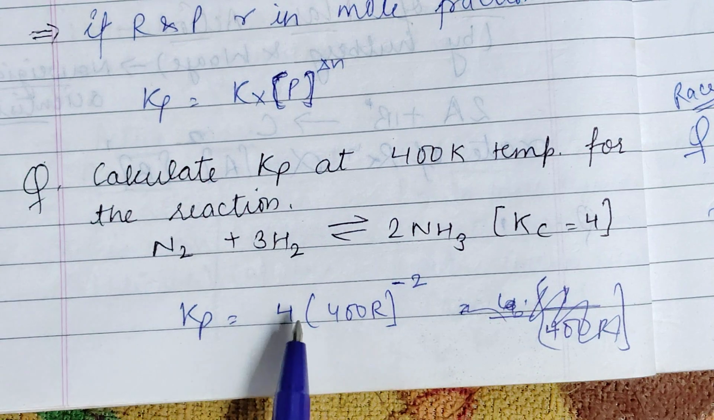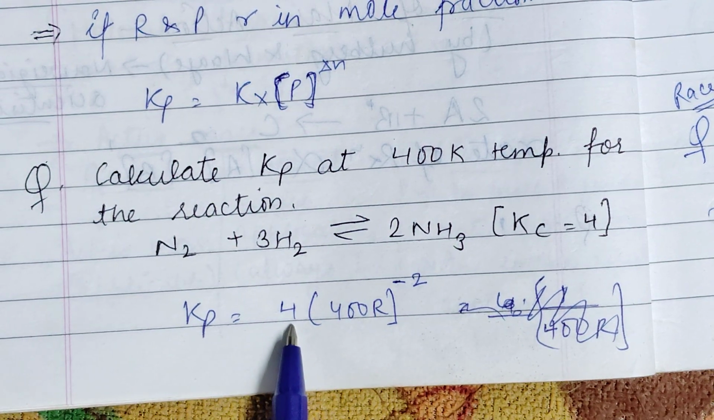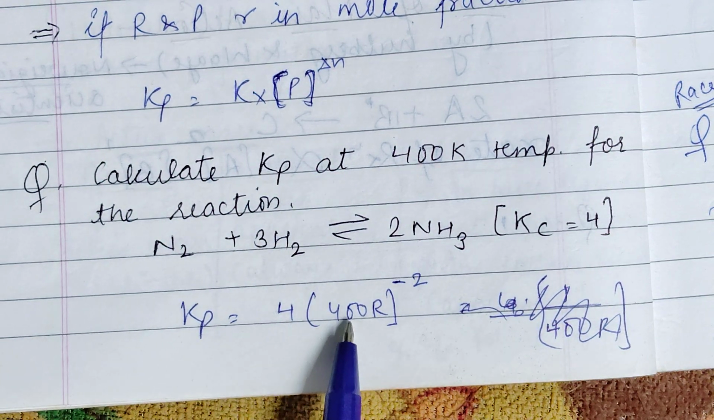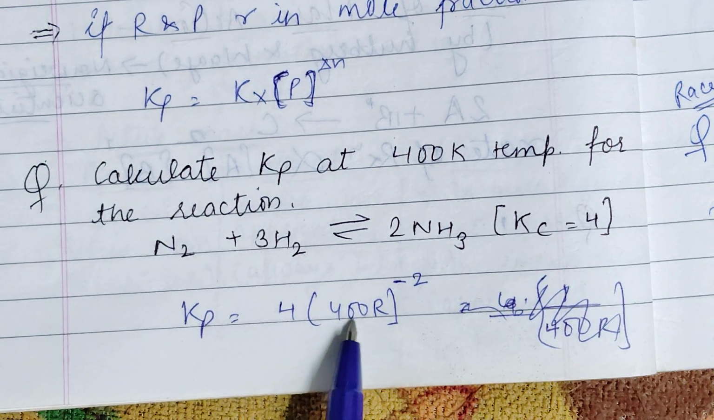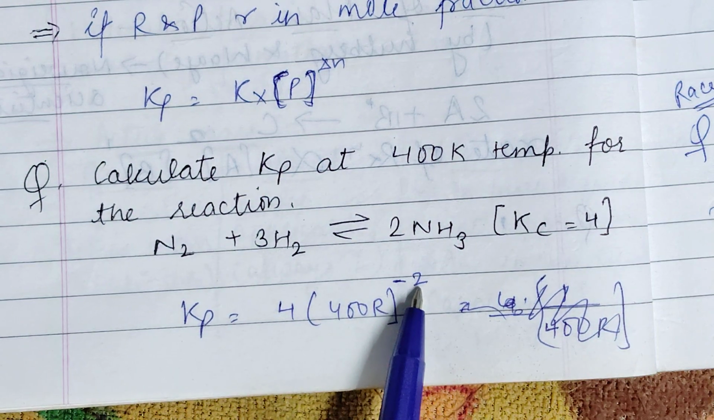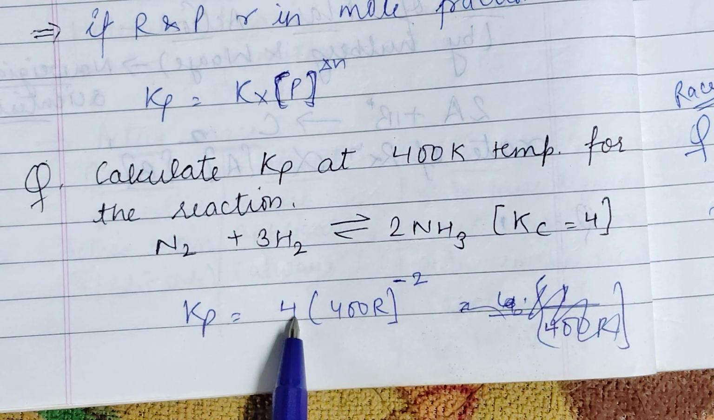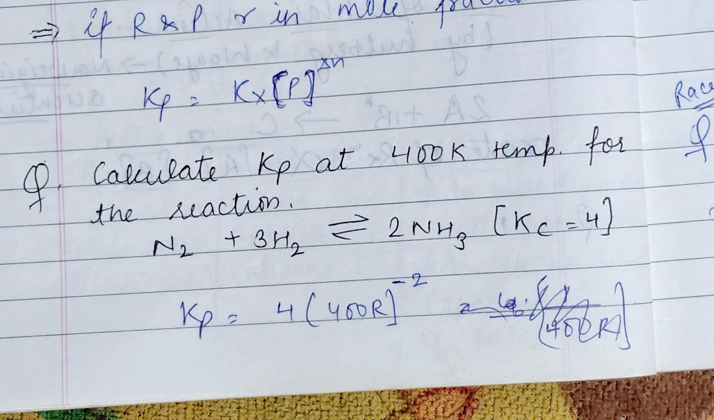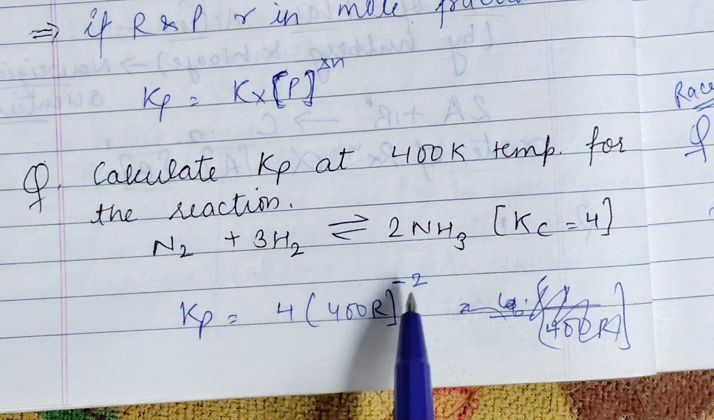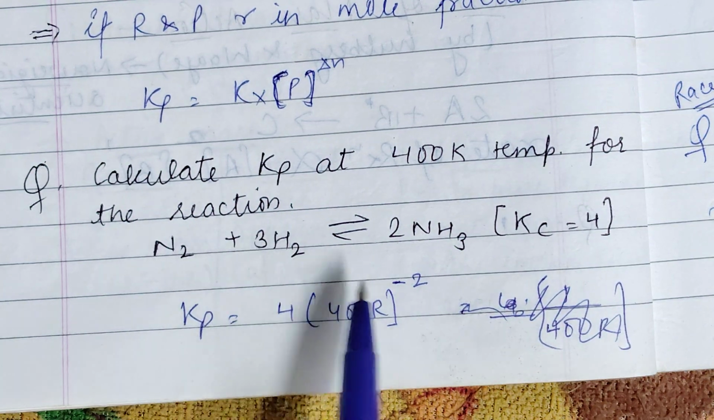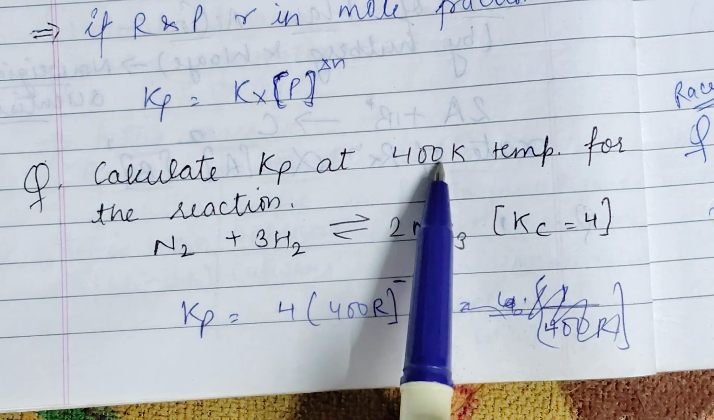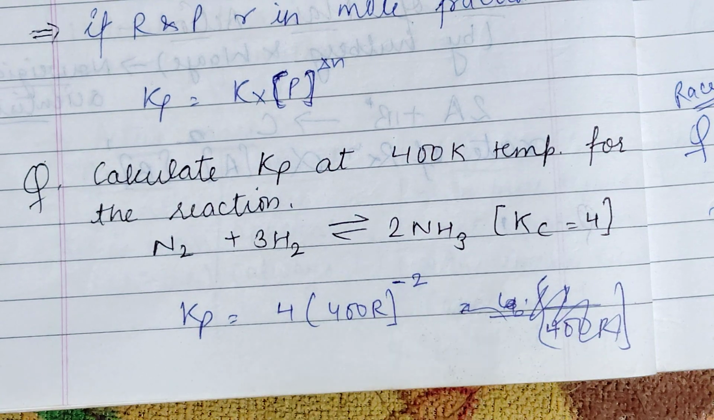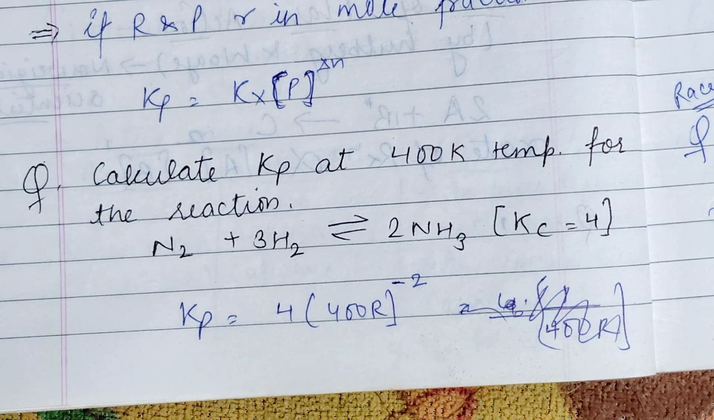The formula is Kp equals Kc RT power minus delta N. This is the formula: Kp equals Kc RT power minus delta N. So here delta N is 2 minus 1 plus 3, so it gives minus 2, and T is 400 and Kc is 4, so Kp equals Kc RT power minus delta N.